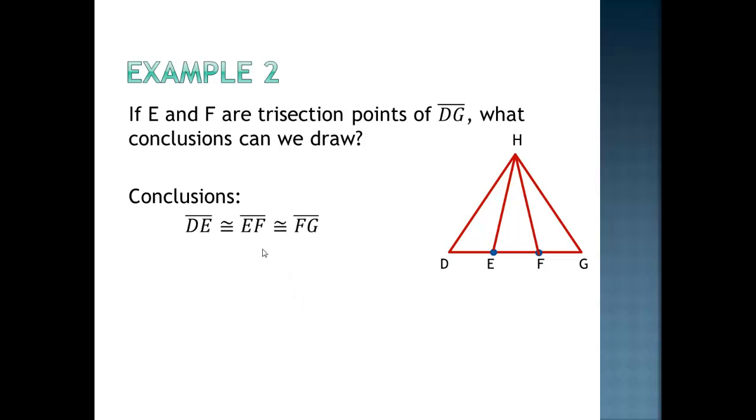Well, we can say that DE is congruent to EF, is congruent to FG, because we said that E and F are trisection points, since that was your given. We also know that segment HE and segment HF are trisectors of segment DG. So again, a few things that we can draw from just being given a little bit of information.